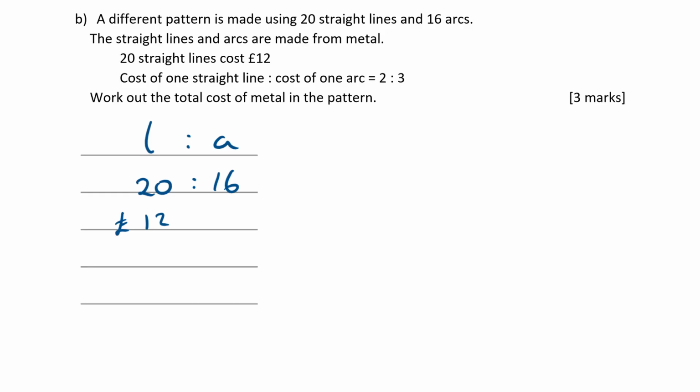So if 20 straight lines cost £12, then how much does one cost? Dividing 12 by 20. Well, dividing it by 10 is 1.2, so divided by 20 is 0.6. It must be 60 pence.